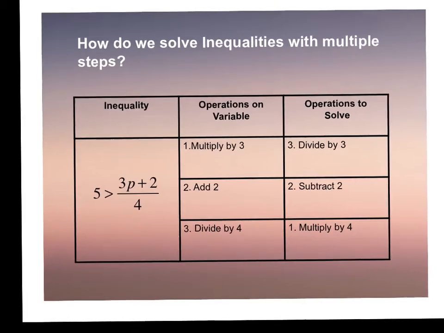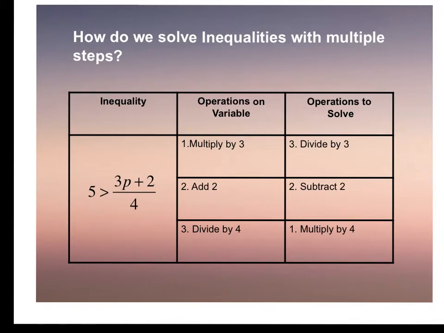By the end of this video, we are going to answer the question, how do we solve inequalities with multiple steps? Here's a graphic organizer of an inequality: 3p plus 2 divided by 4 is less than 5. If we just had the variable p, we're going to talk about the operations on that variable. First we multiply the p by 3, then we add a 2 and then divide by 4. As you can see, here are the steps that I just told you that happen on the variable.